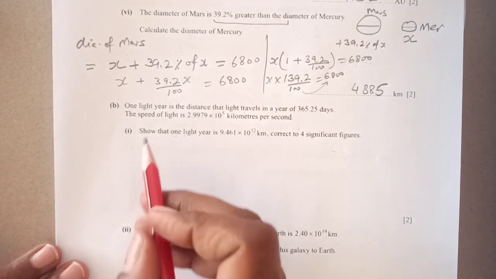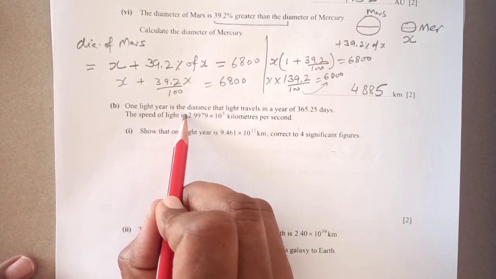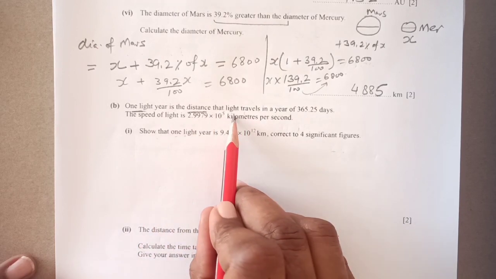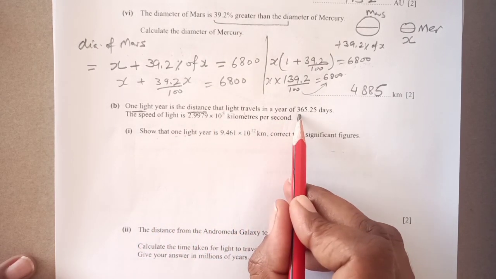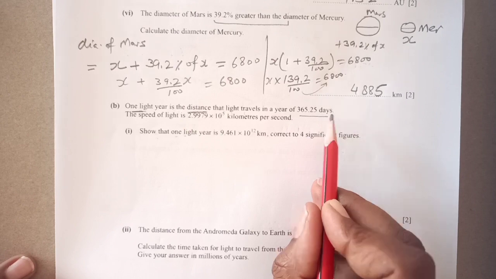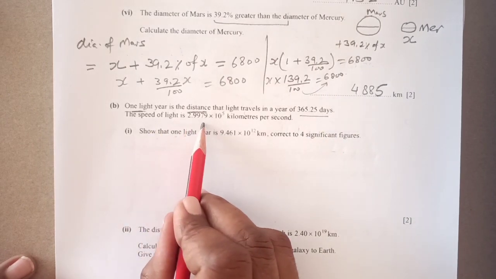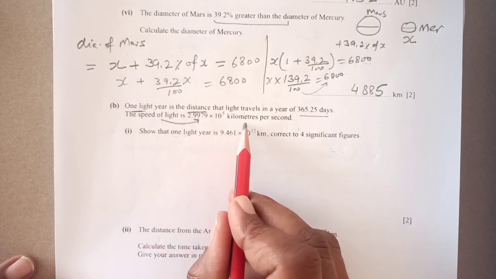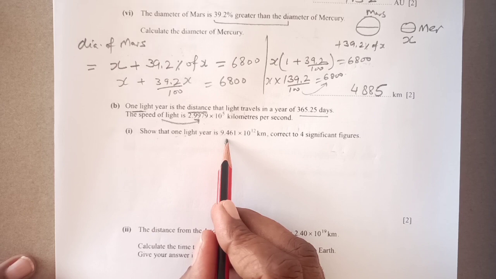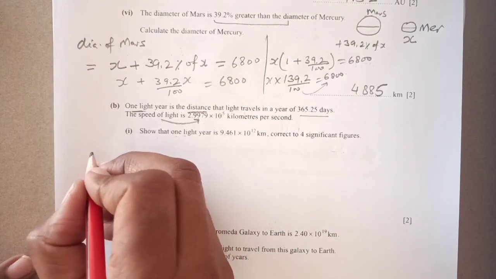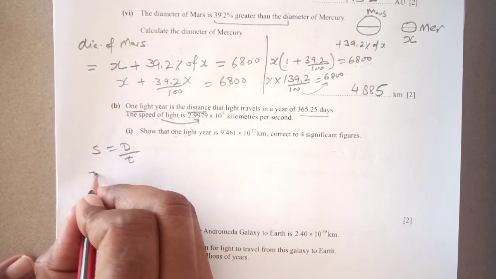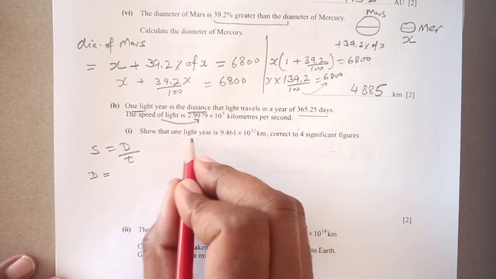Now part B. 1 light year is the distance that light travels in a year of 365.25 days. The speed of light is this, the speed in kilometer per second. Show that 1 light year is 9.461. So now you know that speed is equal to distance over time, right? So we are looking for the distance here. Light year is a distance, right?